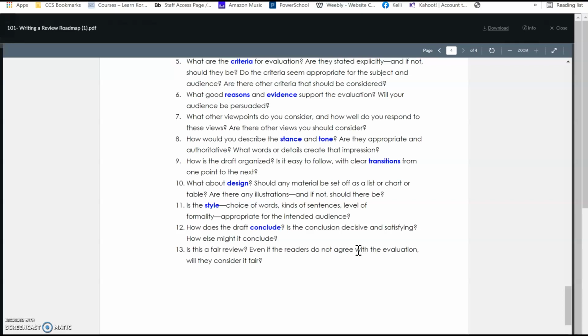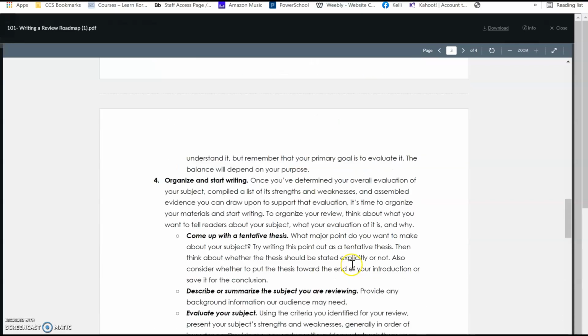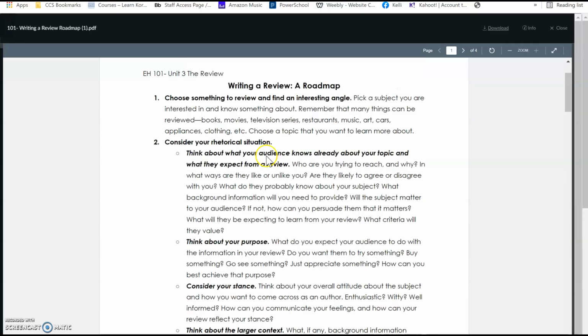Have you trashed a particular restaurant or a movie or something like that? Are you being biased? Have you really thought through everything carefully? If someone read it, even if they don't agree with it, would they consider it to be a fair review? Okay, so those are all things to keep in mind with your writing a review roadmap.